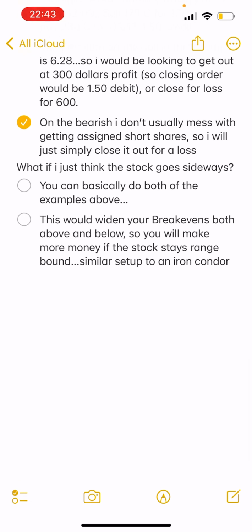And then the other part is, what if I just think the stock goes sideways, right? I don't have a conviction up or down. In fact, I'm pretty convicted it just goes sideways, okay? So you can basically do both of the examples above, okay, using the call and the put side, okay? What this does is it widens your break evens both above and below. So you will make more money if the stock stays range bound. Similar setup to an iron condor, okay? But squeeze a little bit extra money out of it than an iron condor.